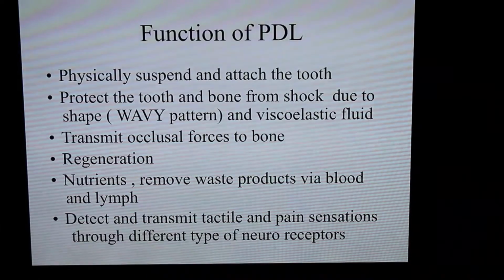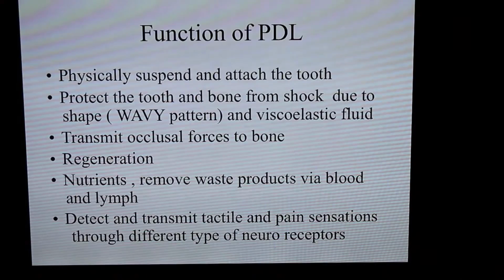Regeneration: the periodontal ligament has undifferentiated mesenchymal cells. In the event of healing, they can differentiate into osteoblasts, cementoblasts, and fibroblasts. Nutrition is another function of the periodontal ligament. They remove waste products and supply nutrients via blood vessels and lymph.